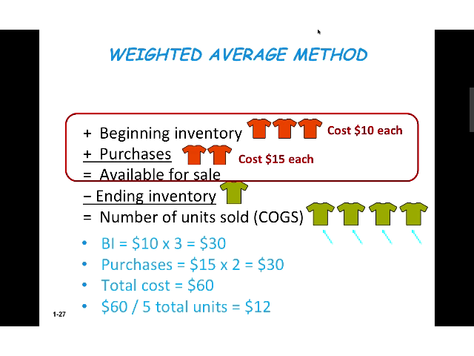Okay, so what we're going to do is take that total cost. Now this is at the bottom of the screen. We're going to take the total cost of $60, divide by 5 total units. We had beginning inventory of 3 units, plus purchases of 2 units, so that's 5. So if we take the 60, divide by 5 units, that gives us a weighted average of $12 a unit.